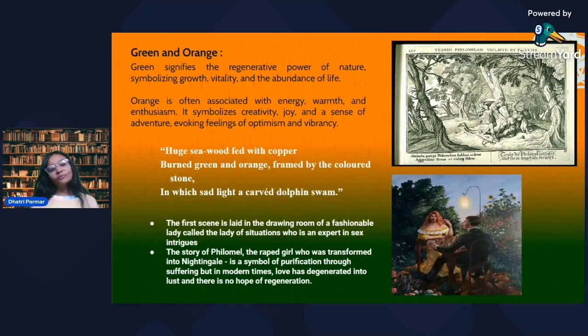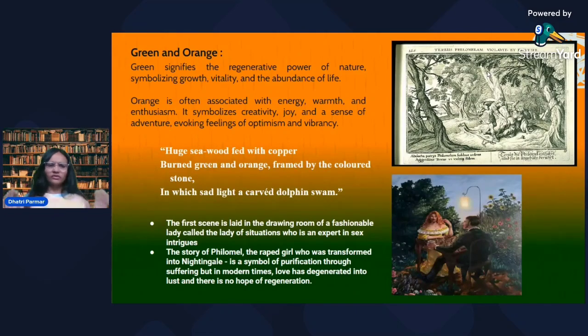So we find that both colors are representing something positive, something that has life, but Eliot uses this to satirize the time. For instance, he uses green and orange in these lines: huge sea-wood fed with copper, burned green and orange, framed by the coloured stone, in which sad light a carved dolphin swam. So basically, in the background, there is a description.